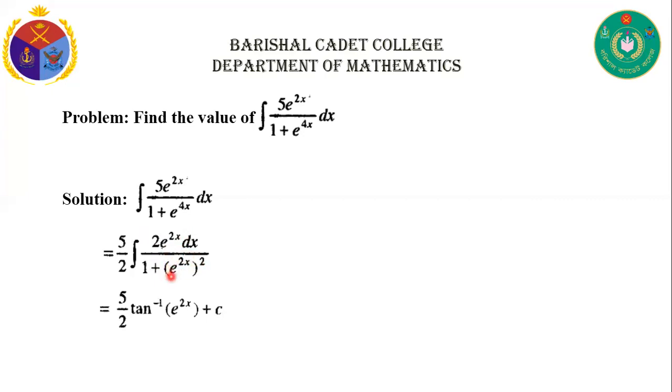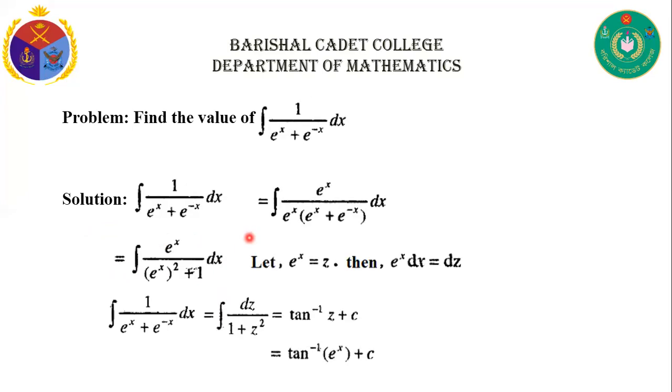Here the differentiation of e to the power 2x is right here. So we can say that 5 by 2 dx by 1 plus z square. Then the integration is tan inverse z. So it is the same but another time. So here the differentiation of e to the power 2x is upper, so we can say that 5 by 2 tan inverse e to the power 2x, plus c.